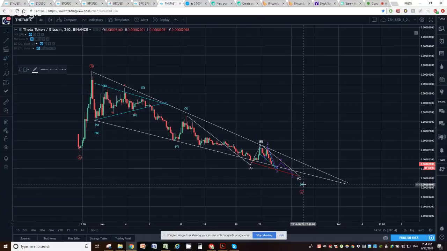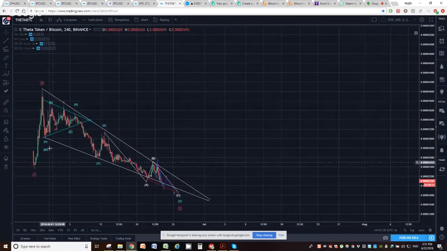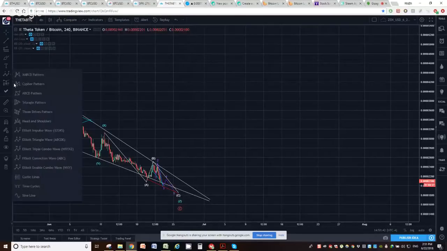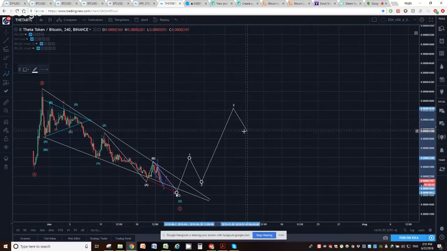If I really wanted to buy Theta, if I really liked it and saw this as a good opportunity to profit, because what's going to happen here? Let's go long term now. So you got the ABC correction. What happens after the correction? After the correction, you'll get a very nice impulse starting.